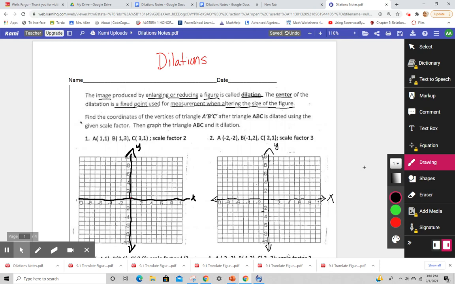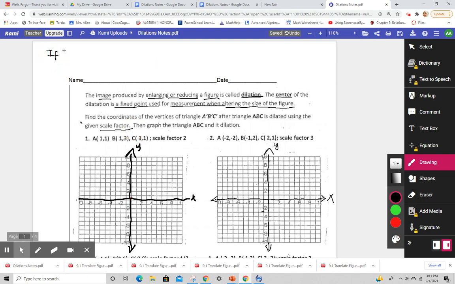All right, so let's look at some practice problems. Find the coordinates of the vertices of triangle A prime, B prime, C prime after triangle ABC is dilated using the given scale factor. And a scale factor is the number, or the ratio, that you use to make the figure larger or smaller.